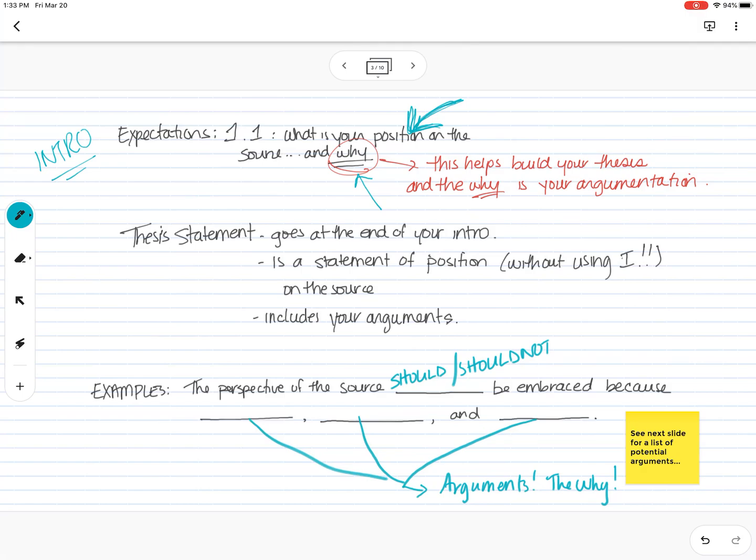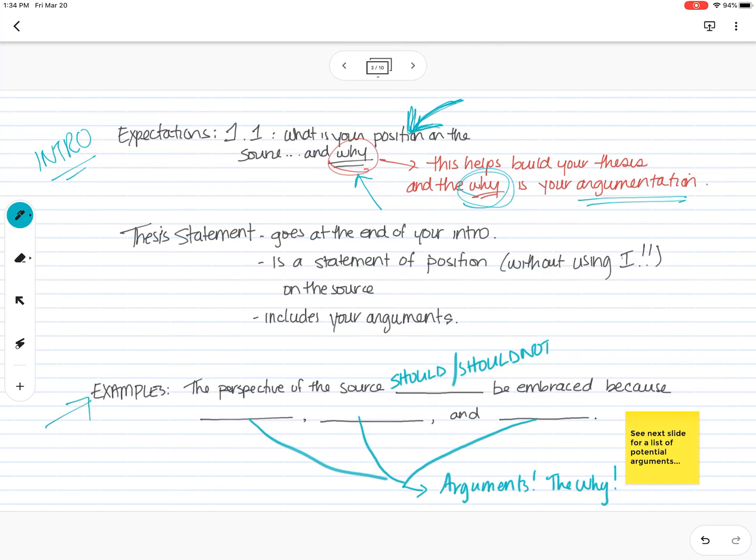The other thing that we have to include in our thesis statement is our whys, which also factors in the argumentation. So these are not our case studies, they are not our examples. This is the reason that we take a stance. These reasons we will then support later in our body paragraphs with the case studies and the evidence.